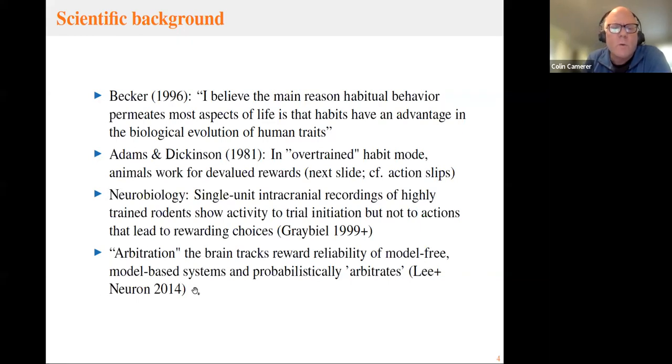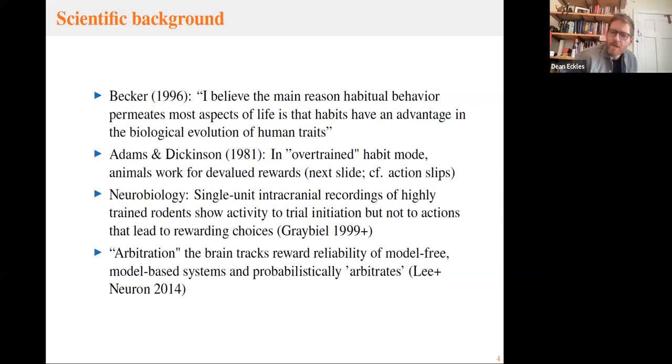And if you want to dig deeper into the neuroscience, which we're not going to today, Lee and colleagues have a paper on what's called arbitration, and their idea, which is similar to ours, but I think maybe wrong, is the brain keeps track of reliability.